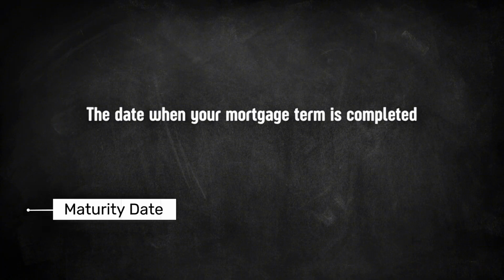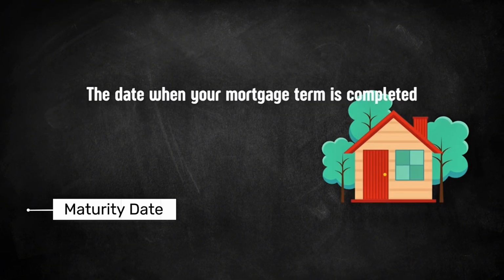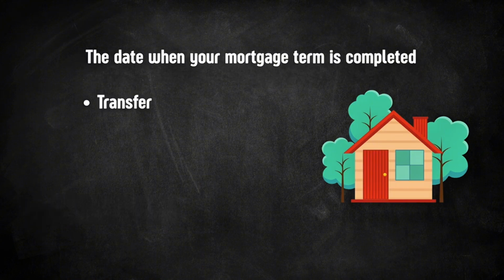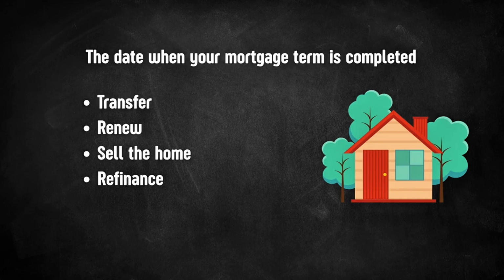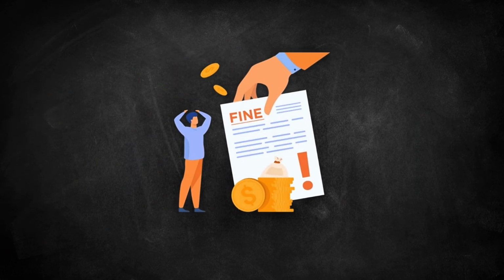Maturity date. This is the date when your mortgage term is completed. This is typically when you would transfer to a different lender, renew with your existing lender, sell the home, or refinance. If you complete one of these transactions on the maturity date, you won't have to pay a penalty for breaking the existing mortgage.